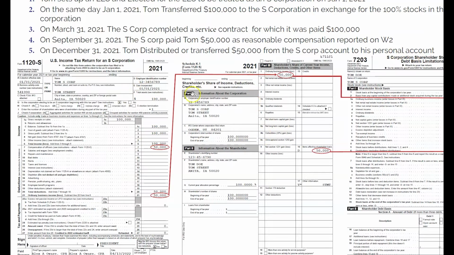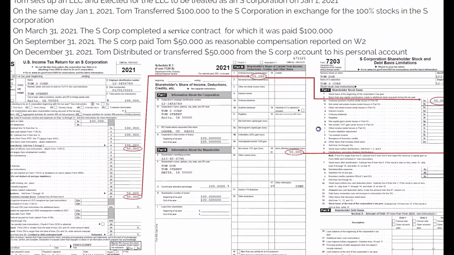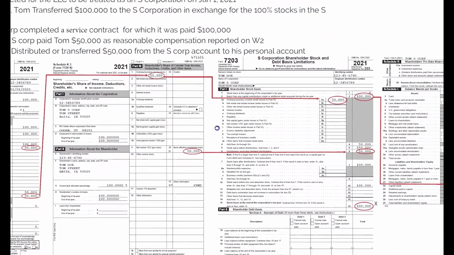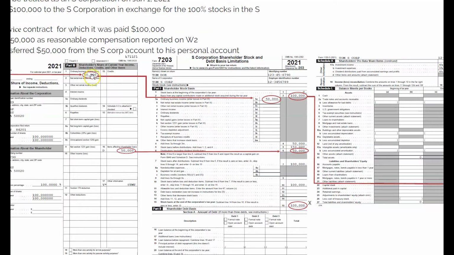Okay, so now we have the 50,000, which is the ordinary business income that Tom has made. We know that it's reported on K1. This 50,000 is also reported in other places.